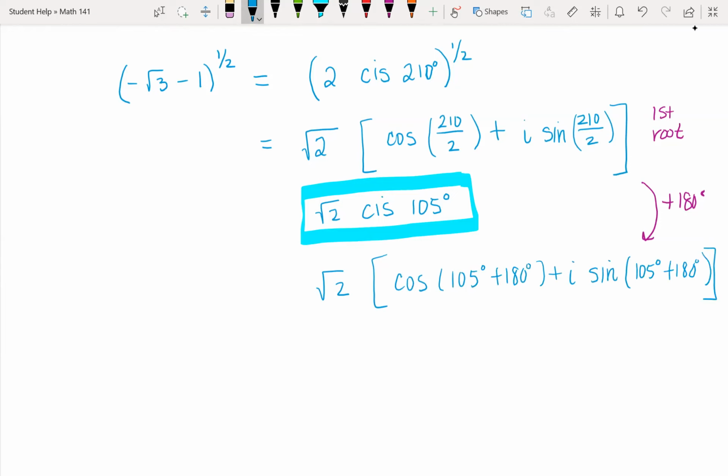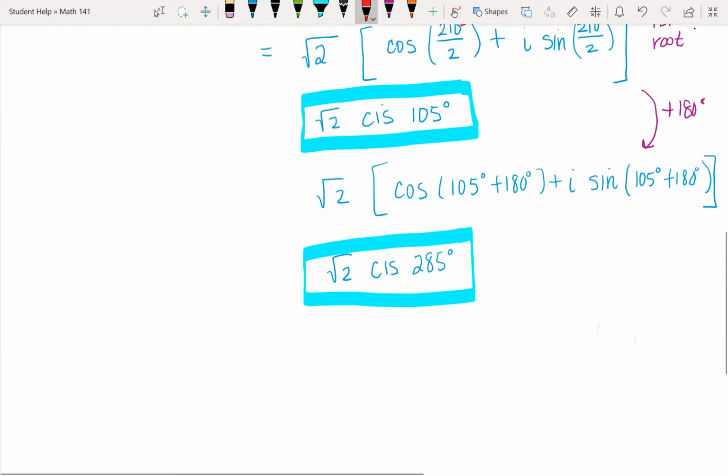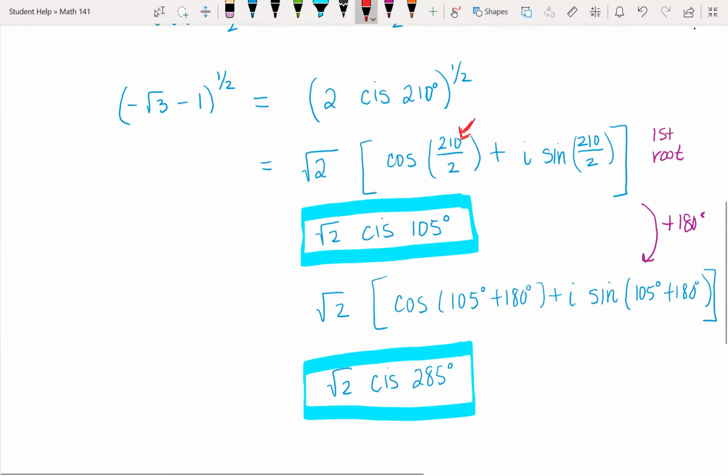So our second answer is the square root of 2 cis 285 degrees. So again, if you find the first angle by taking the original measurement and dividing it by the number of roots you're finding, you can get the other ones by just adding the number of degrees. I'll do a different example that'll show you, let's say, cube roots.